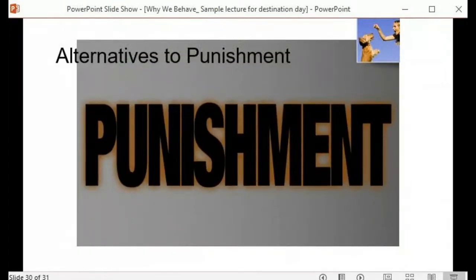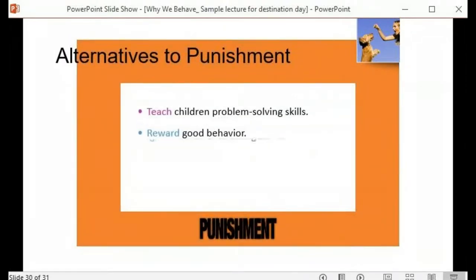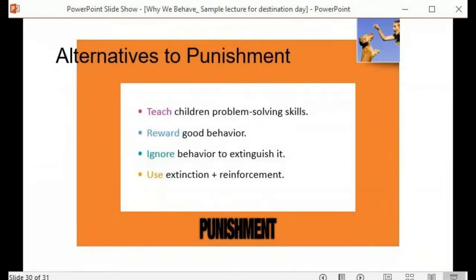So what are we going to do if we don't want to punish? We've already talked about this a little bit. You've got to teach problem solving skills, right? You need to say, okay, here's how we take turns and here's how you express your frustration. If you're frustrated with math, instead of ripping up the math paper, raise your hand and say, I could use some help with this problem, please. Then we talked about rewarding good behavior.